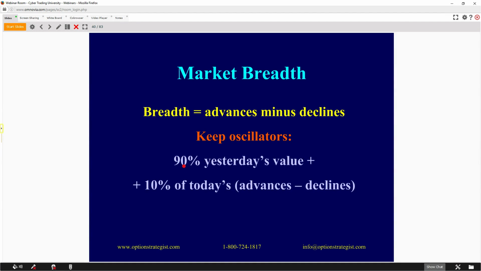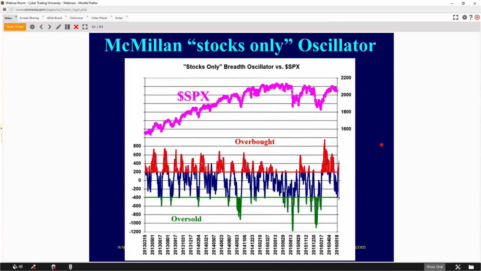Now we keep an oscillator. The oscillator is at whatever value it is. For today, we take 90% of yesterday's value and add 10% of today's advances minus declines. If you want to keep this yourself, all you need to do is get the starting value. If you shoot me an email, my email address is at the end of this presentation. I'll send you the starting point.